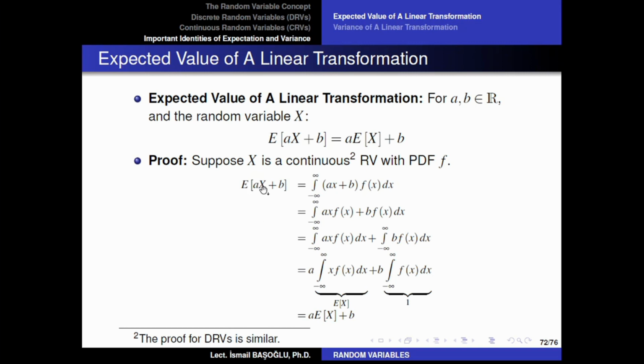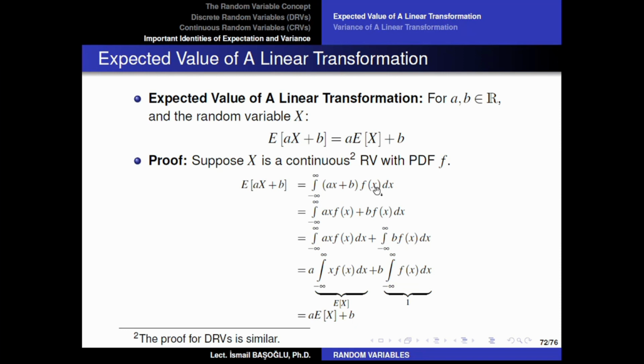So expected value of ax plus b is what? You know, when we are calculating expected value of x, you were multiplying x with fx. When you are calculating the expected value of x squared, you were multiplying x squared with fx. And when you are calculating the expected value of ax plus b, obviously you are going to multiply ax plus b with fx and integrate it from -infinity to +infinity.